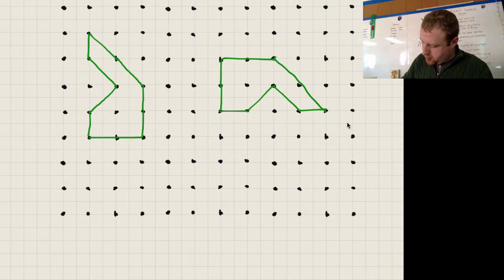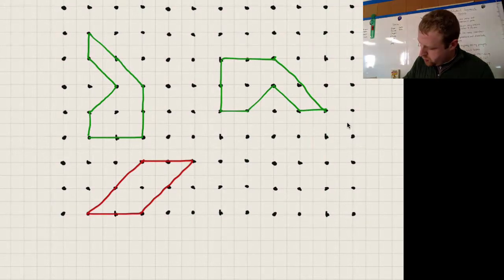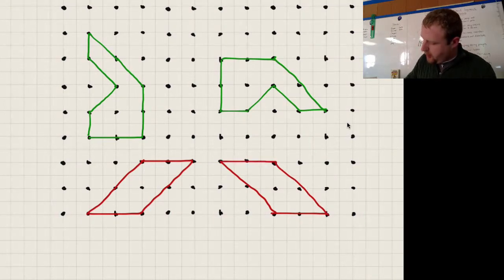Do we have to redraw it? Or can we just say how it was? Do we have to correct it? No, not necessarily. All right.